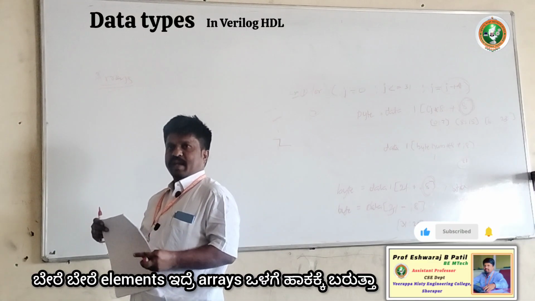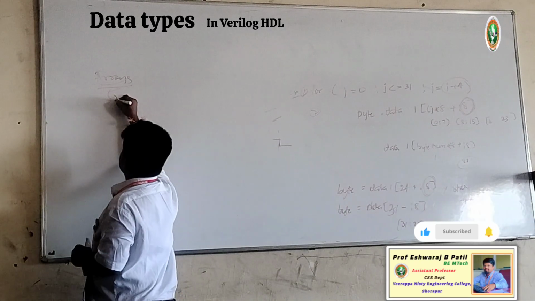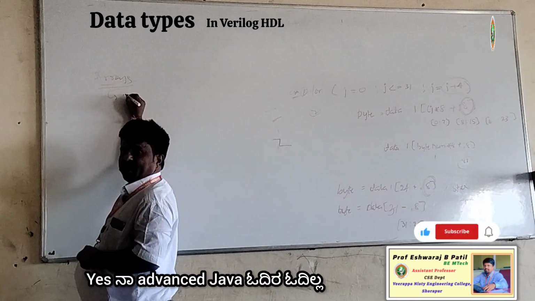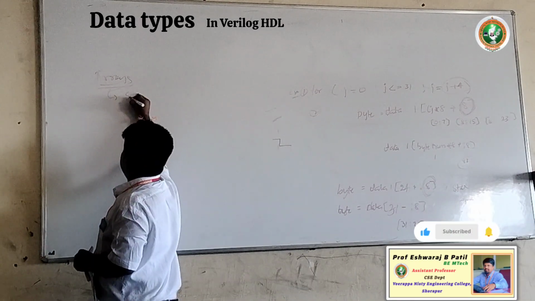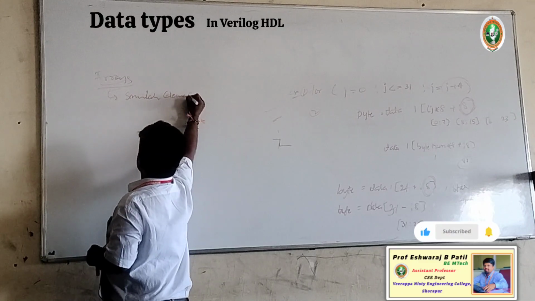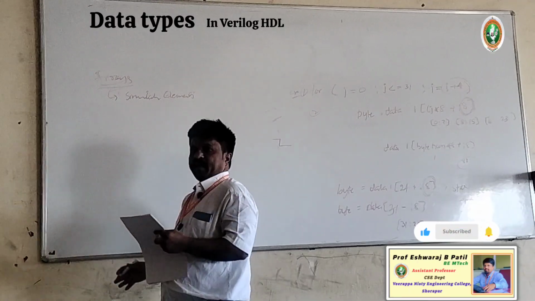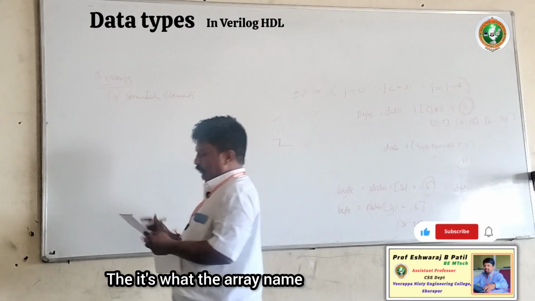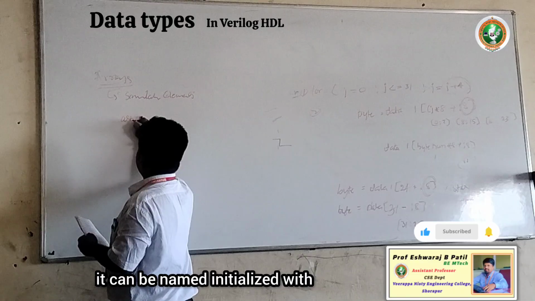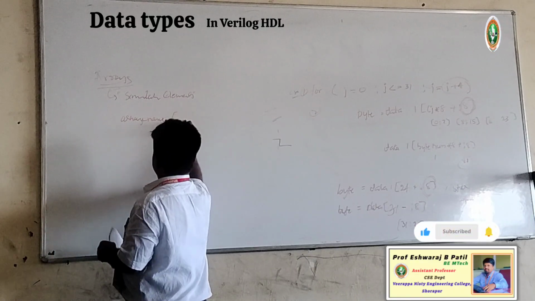If there are different elements, can we put them in arrays? No, we cannot. You have studied Java, yes, no, advanced Java you haven't studied. Similar elements, the same data types are used in Verilog also. Here there is the array name, which can be initialized, and then the index.